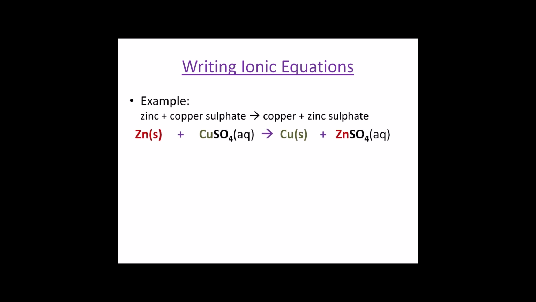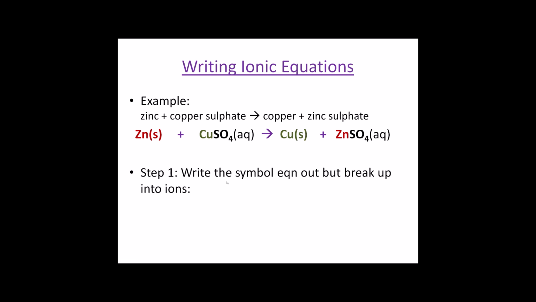The equation looks a little bit like this. We've got our zinc solid plus our copper sulfate aqueous makes our copper solid and zinc sulfate aqueous. And we can see here I've tried to separate the colours. The zinc is red on both sides, the copper is green on both sides.